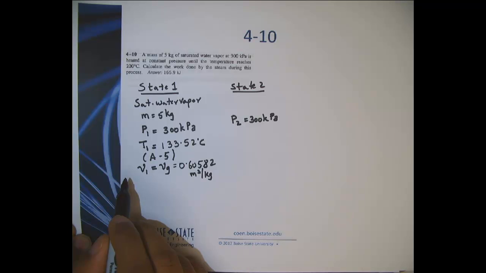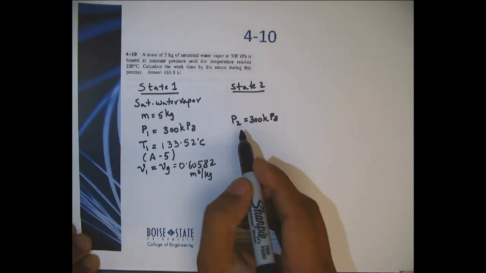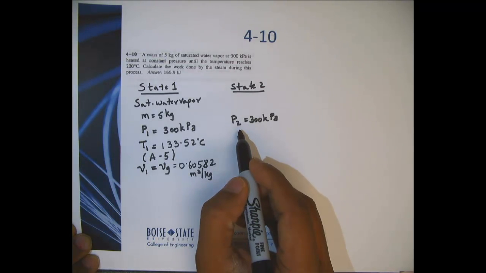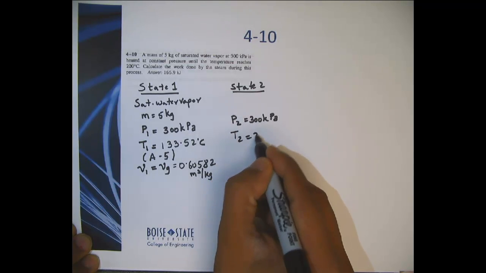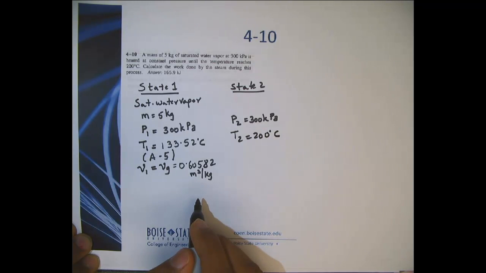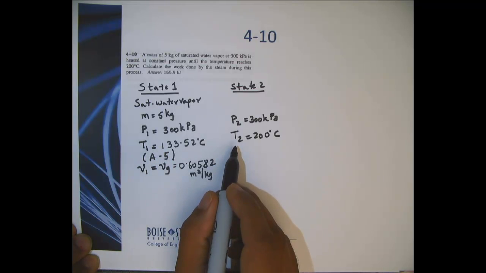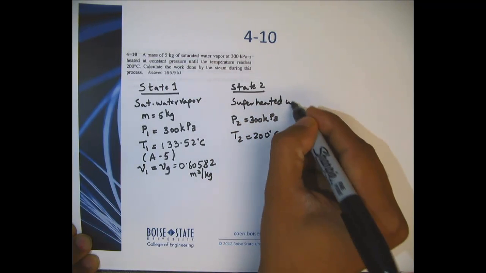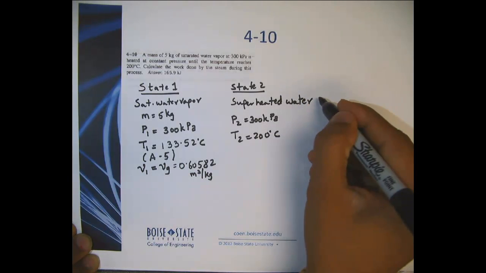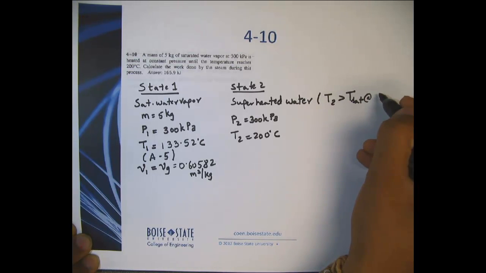Now let's determine the state 2 phase. Looking at the pressure table, the temperature given at state 2, 200 degrees C, is greater than the Tsat we found earlier. That means we are in the superheated phase, so it would be superheated water, since T2 is greater than Tsat at the pressure of 300 kilopascals.